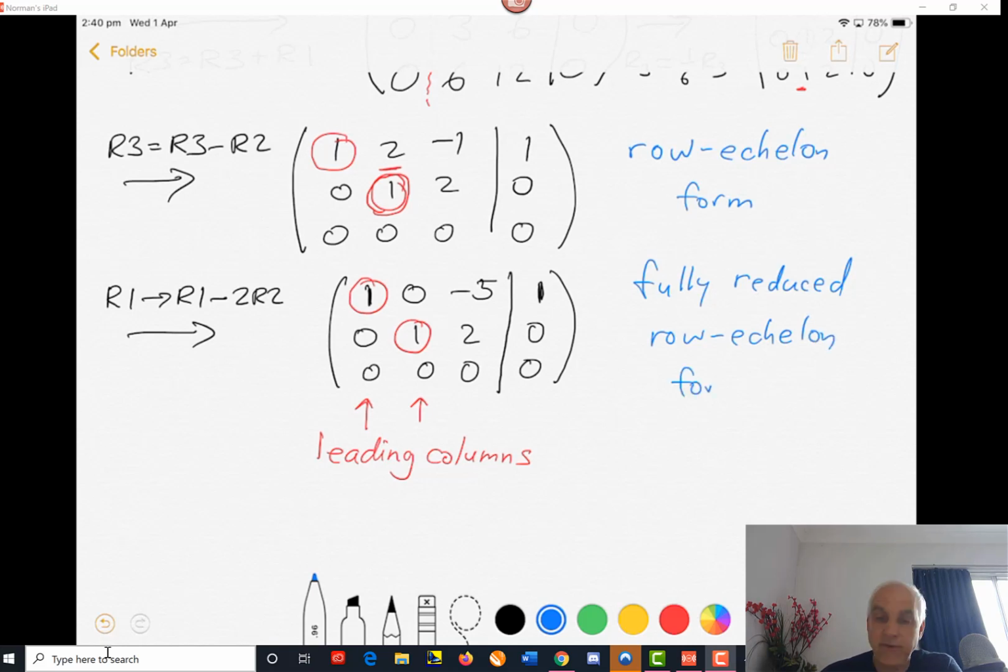The leading entries are 1s. The other entries in the columns of those leading entries are all 0. And we have a row of zeros at the bottom. There's the row of zeros. It's just at the bottom. That's really not doing much for us.